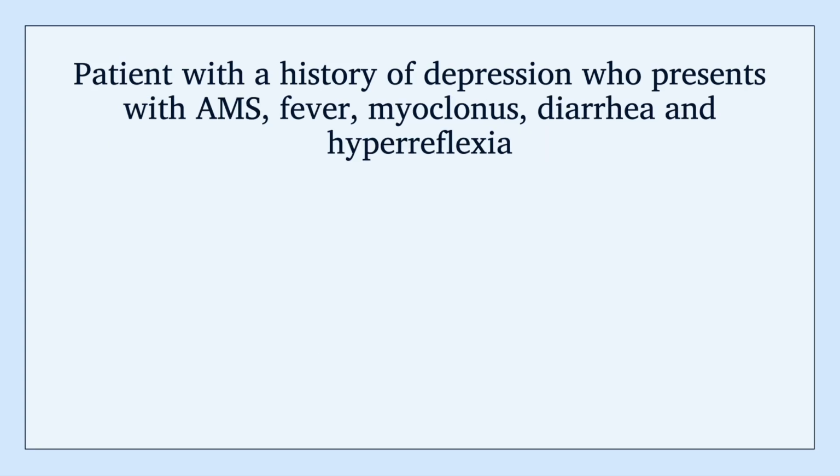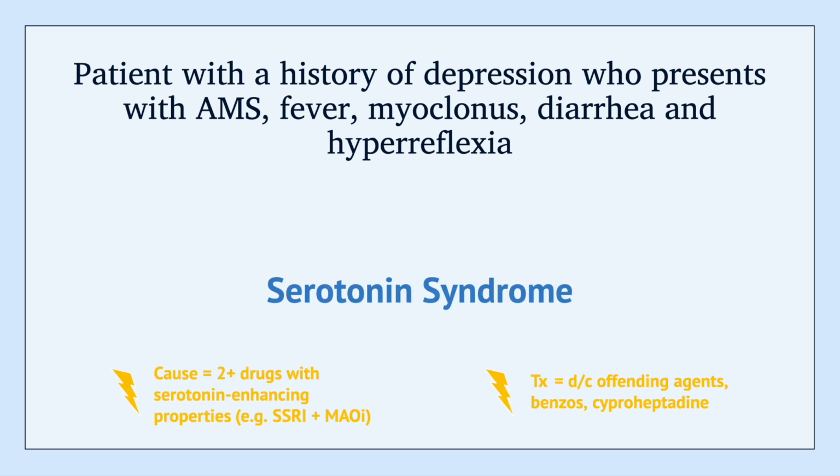A patient with a history of depression who presents with altered mental status, fever, myoclonus, diarrhea, and hyperreflexia. This is serotonin syndrome, so lots of signs to look out for here, but especially the myoclonus is a good one. It's a great buzzword. So the consideration with serotonin syndrome is that it's basically caused by two or more drugs that are serotonin enhancing. So this happens a lot of the time in patients who take a SSRI and a monoamine oxidase inhibitor. The treatment with serotonin syndrome is to discontinue the offending agents and then offer benzos, or if it's really needed, then cyproheptadine.